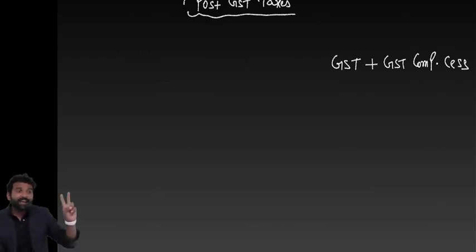Okay, so I have given you two thumb rules. First rule is exhaust the IGST credit first. Second thumb rule is the same nature of tax should be adjusted first.